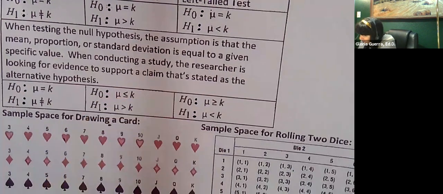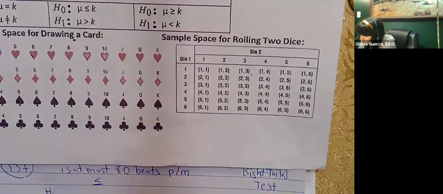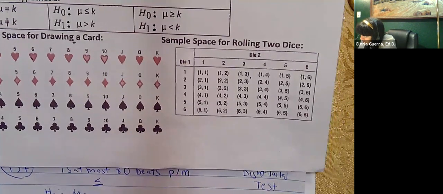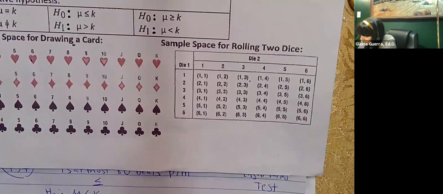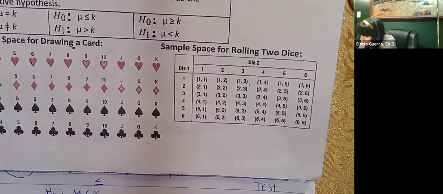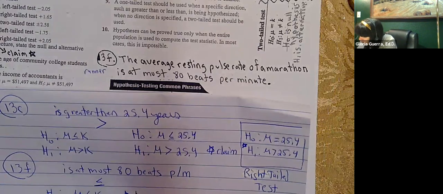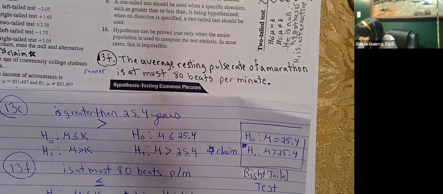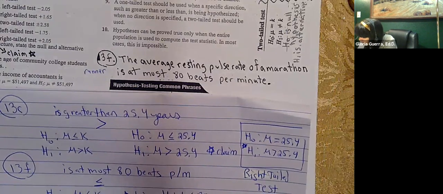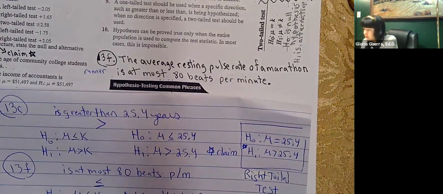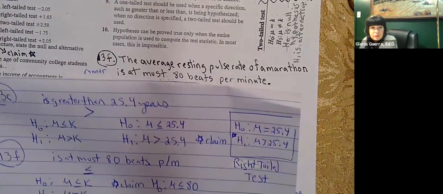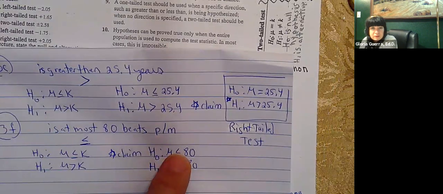So then I have H sub 0: mu less than or equal to K, H sub 1: mu greater than K. My claim goes on H sub 0: mu less than or equal to 80, H sub 1: mu greater than 80. So it's like a contrapositive, right? The opposite of less than or equal to is greater than.